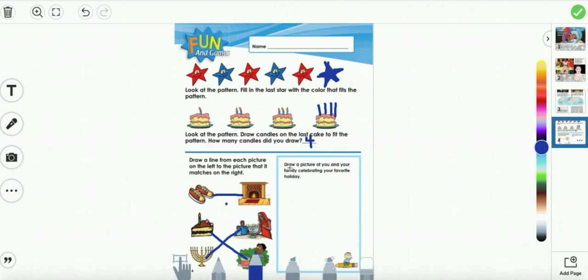The next thing says, draw a picture of you and your family celebrating your favorite holiday. So you're going to go ahead and draw a picture of you and your family celebrating your favorite holiday. What's your favorite holiday? There are so many to choose from. There's Valentine's Day, Christmas, New Year's, 4th of July, maybe it's your birthday or Cinco de Mayo. There's a bunch of different celebrations that you can choose from.